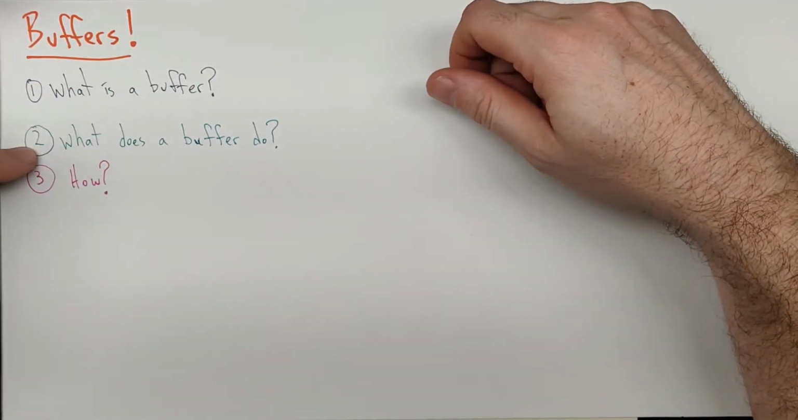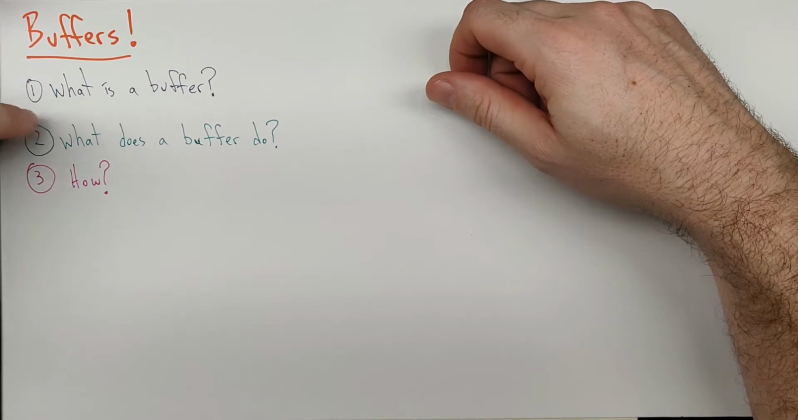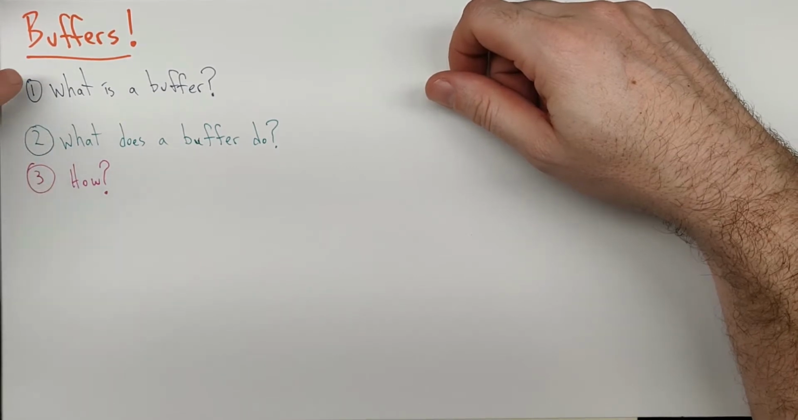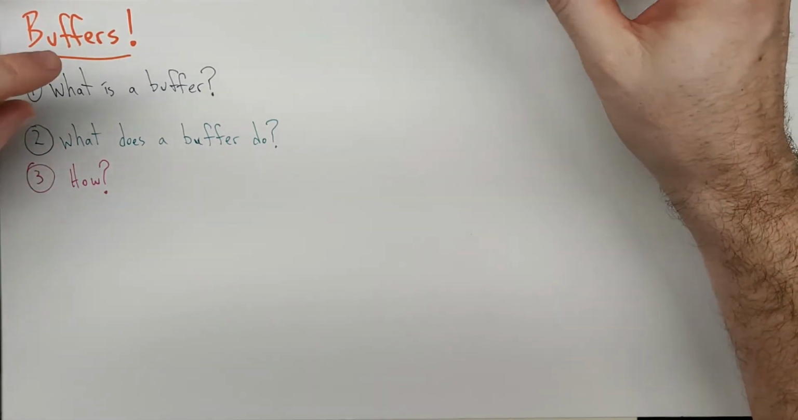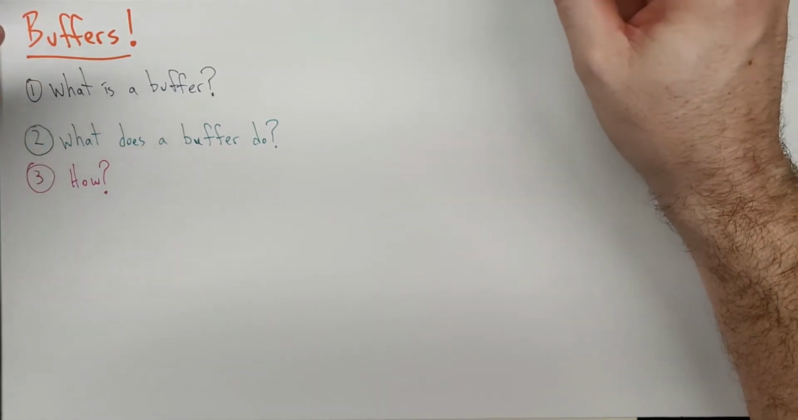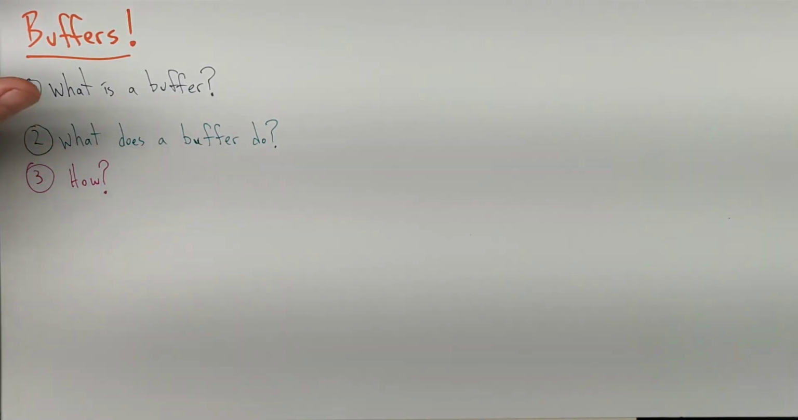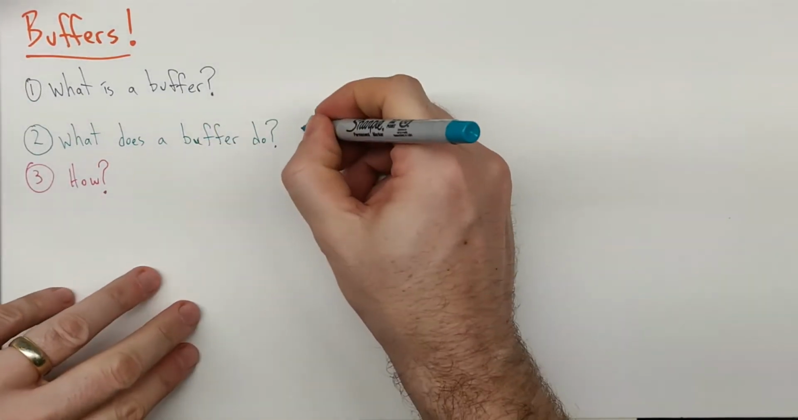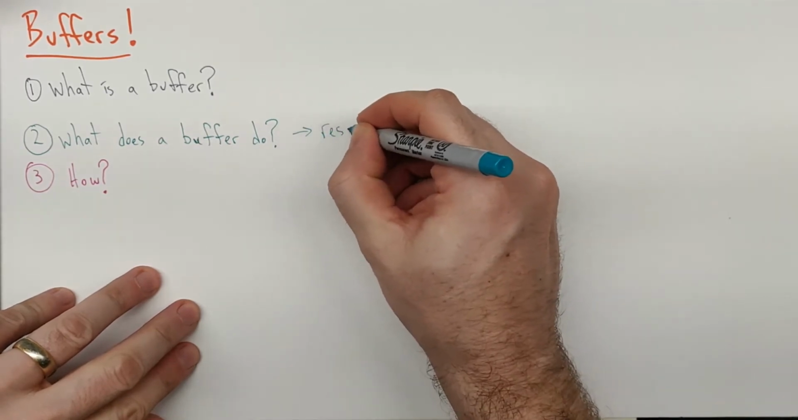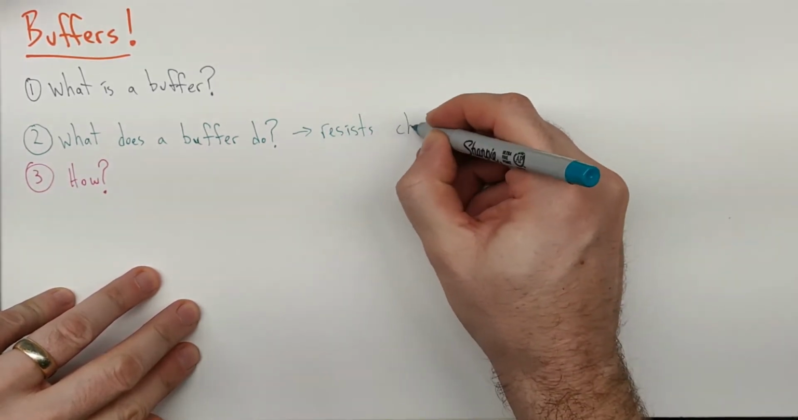For right now, these are the questions we need to address. What is a buffer? What does it do? And how does it do it? And I think if you said to your typical high school science student, like somebody who's had a year of biology or chemistry taken care of, they'd probably say a buffer is a solution that resists changes in pH. And that's true. That is what a buffer does. It resists changes in pH.